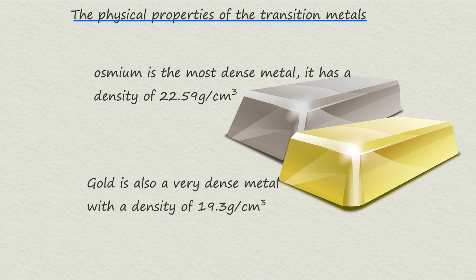Transition metals such as gold are very dense, with a density of 19.3 grams per cubic centimetre, while osmium is the most dense metal with a density of 22.59 grams per cubic centimetre.